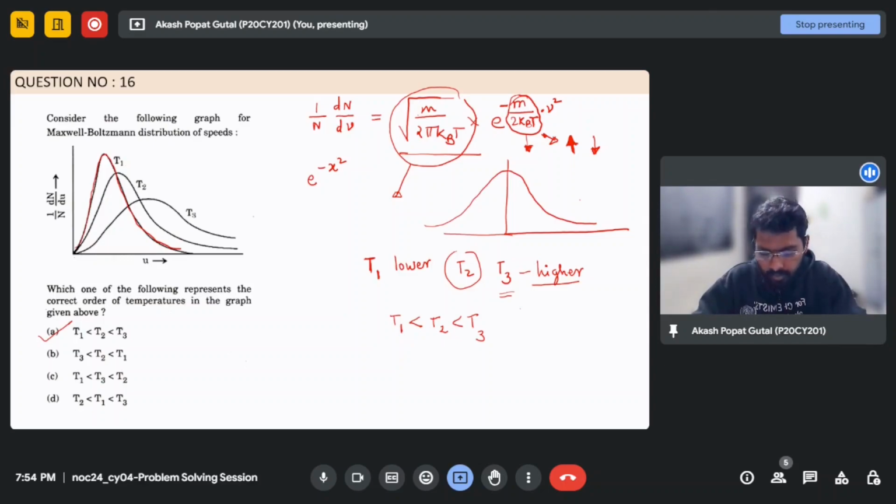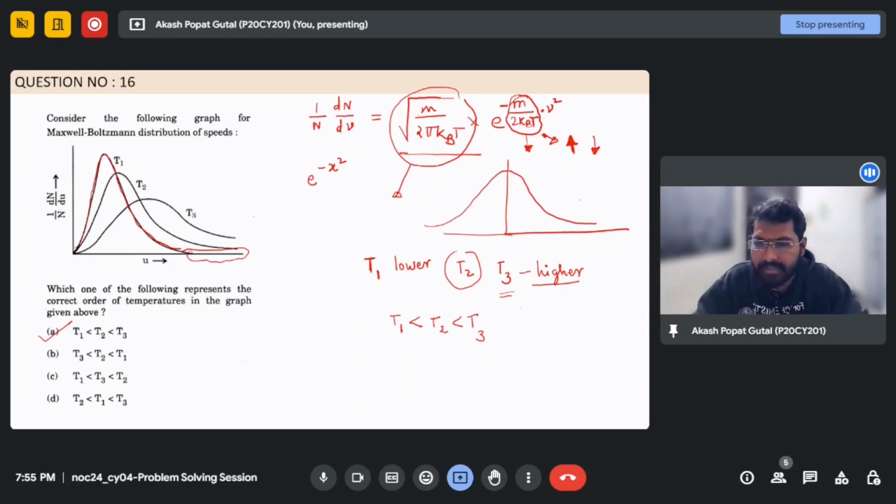Also, you can give the reasoning that when you increase the temperature, your velocities should also increase. And as we can see, higher velocities can be achieved in the T3 case.